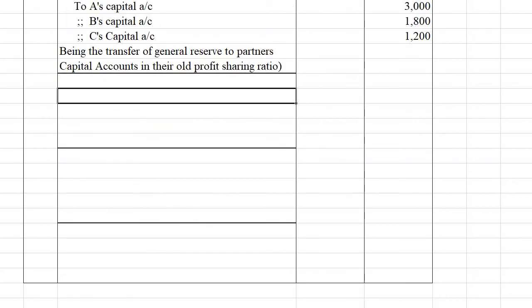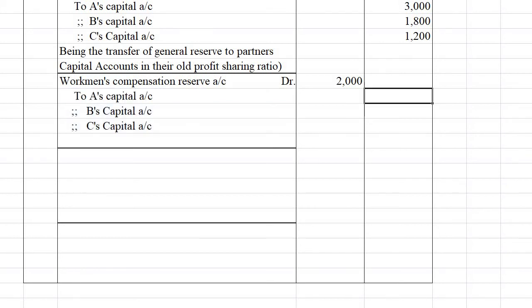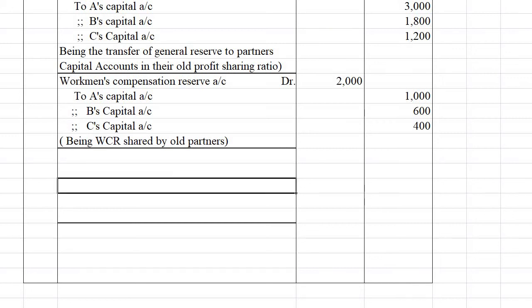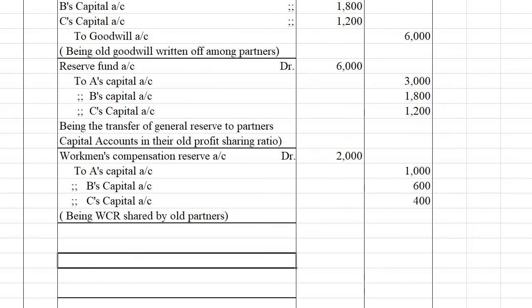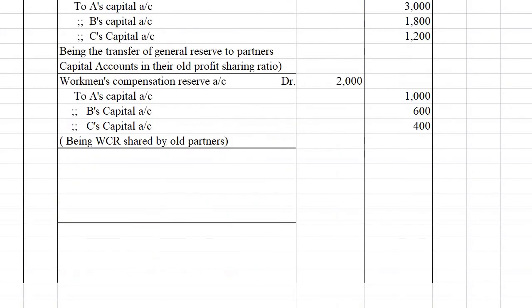Like that we have workmen's compensation fund. So workmen's compensation fund debtor or workmen's compensation reserve debtor 2000 to all the partners capital A, B and C. It is transferred. Okay. Journal entry being workmen's compensation reserve shared among the partners in their old ratio. This also we have to write the dates. Date is there here.